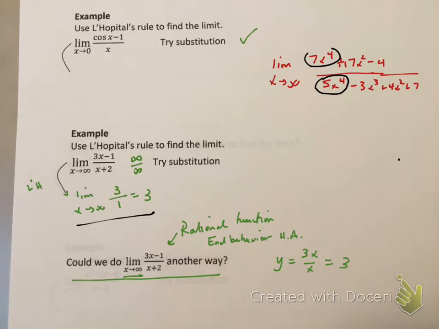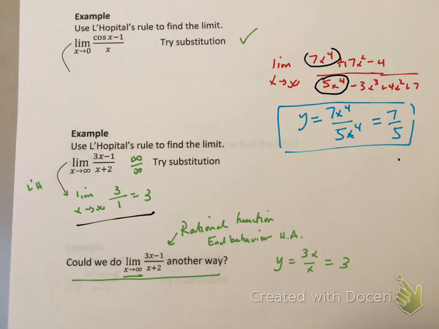But if you just simply look at the horizontal asymptote, the horizontal asymptote is just simply take the dominant terms and figure out that those reduce out and you end up with 7/5. So I would much rather do horizontal asymptote than L'Hopital's rule in this particular instance. It would save me 4 different levels of taking a derivative.